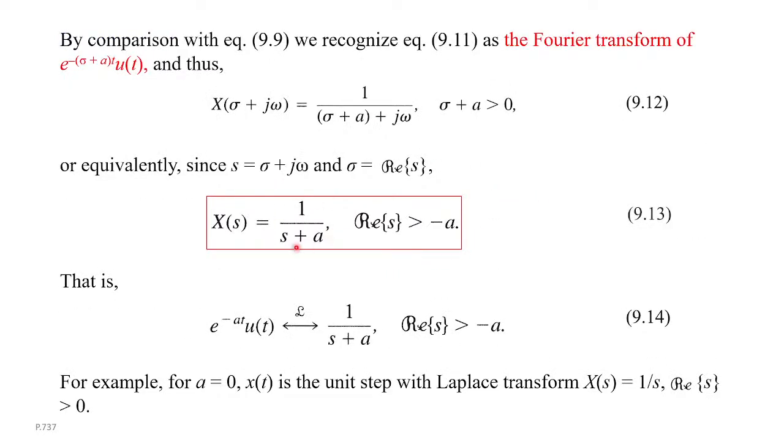So instead of j omega, you have the s here, but it only converges on certain s. You need the real part of s to be bigger than minus a.